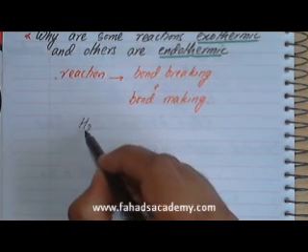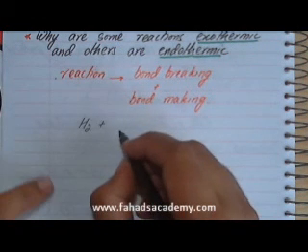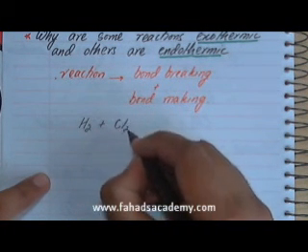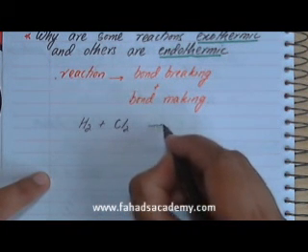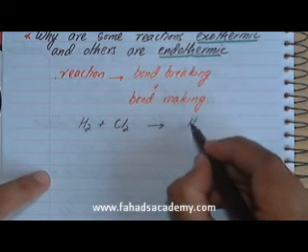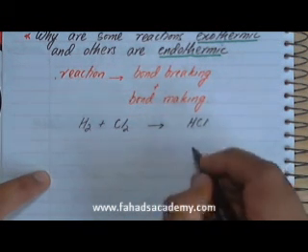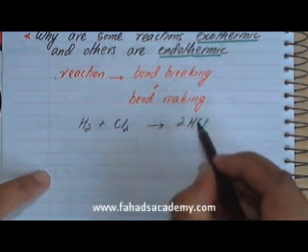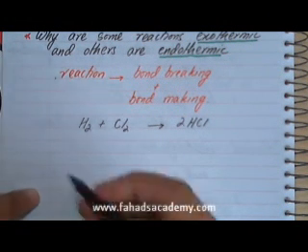I can take the example of, let's say, this reaction. We have H2, and it is reacting with chlorine. Hydrogen is reacting with chlorine, and it is producing HCl. And there are two molecules of HCl that are produced. I can show the bonds.